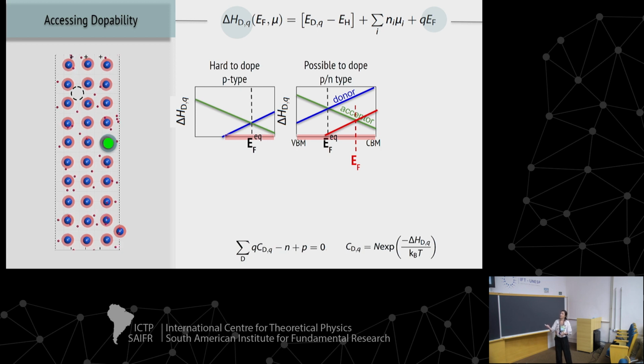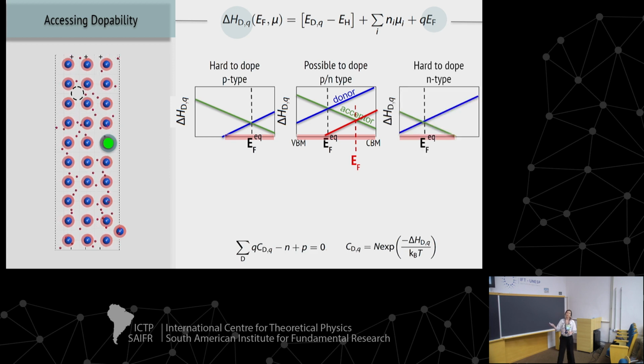So this is a toy example of a material that would be hard to dope p-type because of this small dopability window, which is introduced basically by this low-energy donor defect, which limits the dopability window to this range. And then we also have an example of a material that would be hard or impossible to dope any type because of this acceptor here. These defects that limit the dopability window, we usually call killing defects.